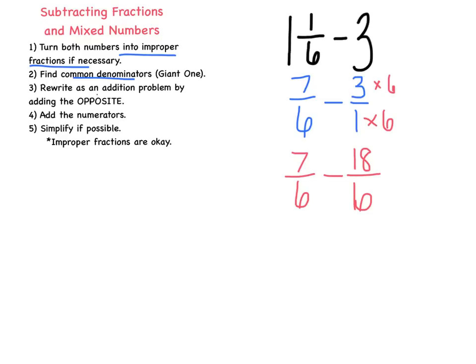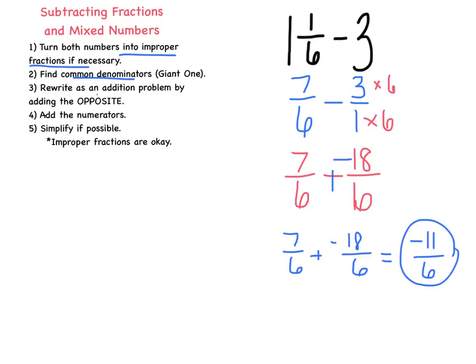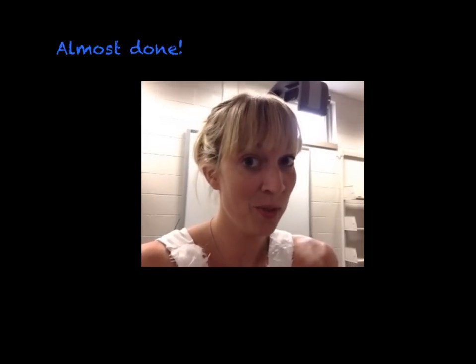And now that we've got our fractions with common denominators, we can go ahead and rewrite this subtraction problem as an addition problem by adding the opposite. So we turned minus 18/6 into plus negative 18/6. And now our new problem is 7/6 plus negative 18/6. 7 plus negative 18 is negative 11, and the denominator stays the same. So we're left with negative 11/6 because that fraction can't be simplified at all. Hang in there, there's only one more.